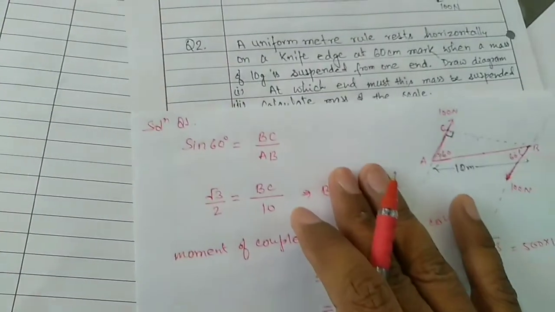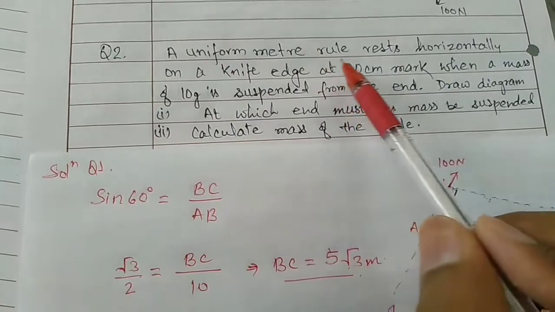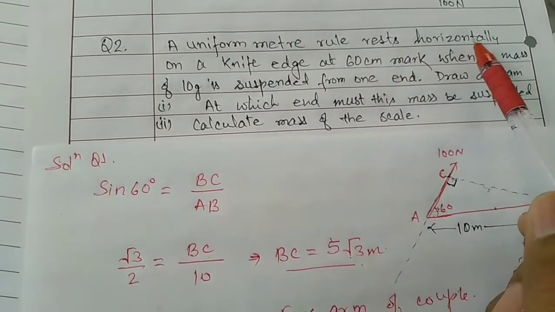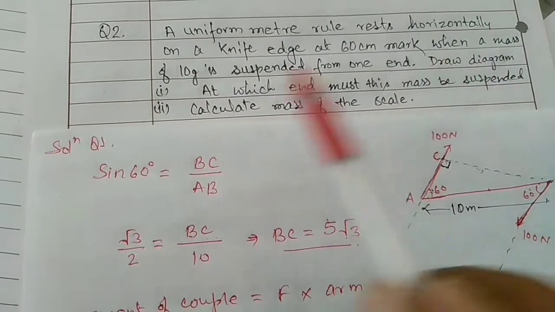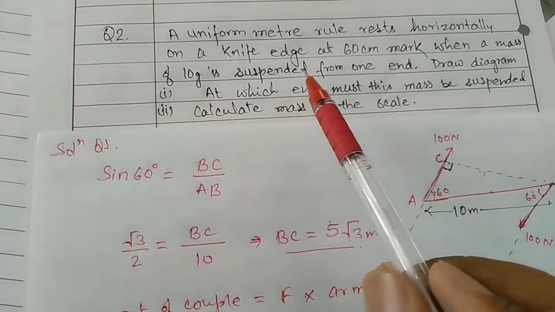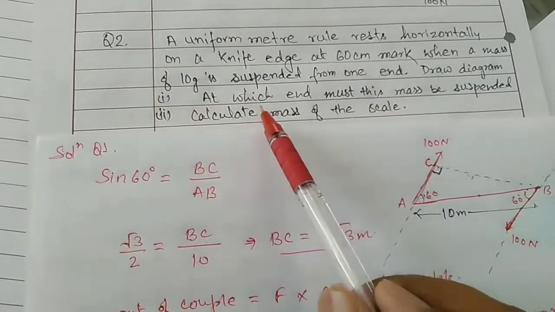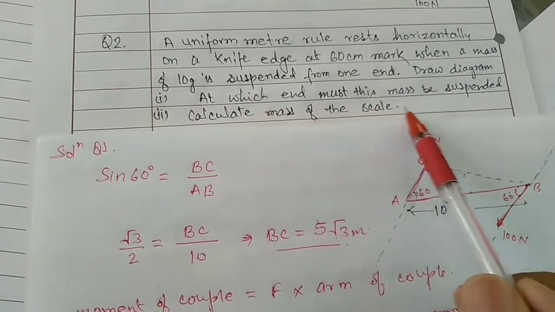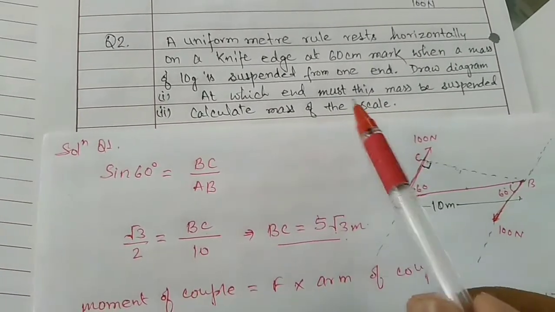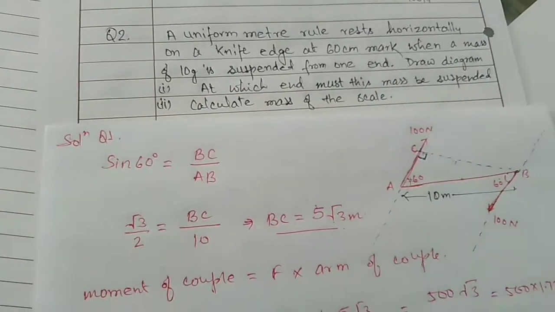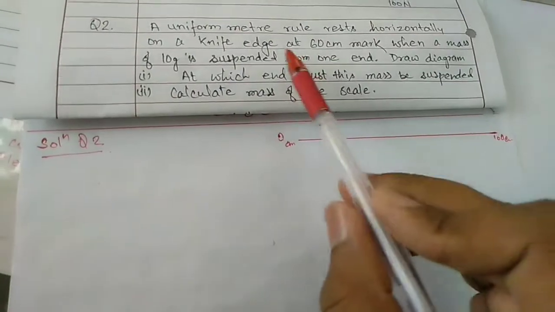Now see question number 2. A uniform meter rule rests horizontally on a knife edge at the 60 centimeter mark when a mass of 10 gram is suspended from one end. Draw the diagram first. At which end must this be suspended, and calculate the mass of the scale. This is two parts. First, draw the diagram. Let's draw the diagram first. So this is the solution of question 2.